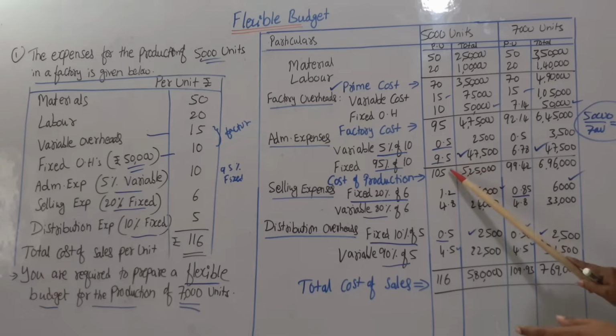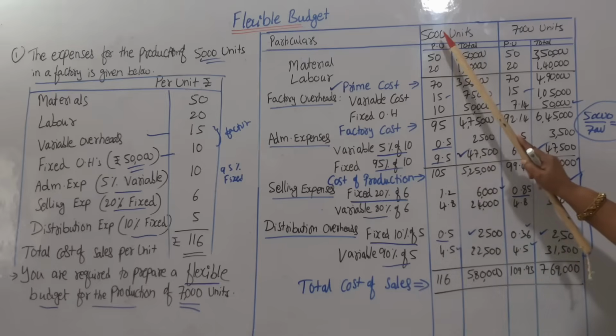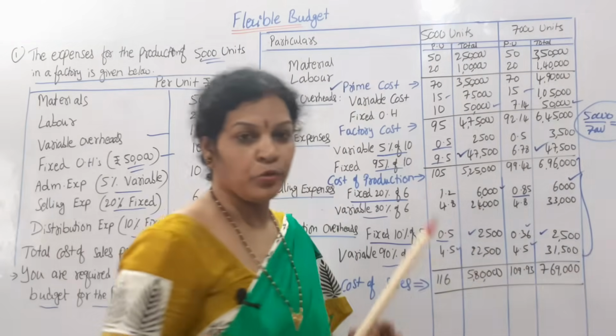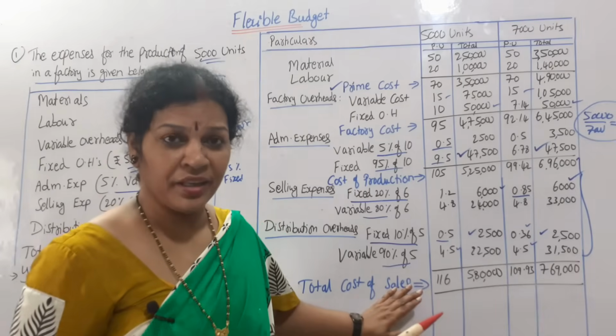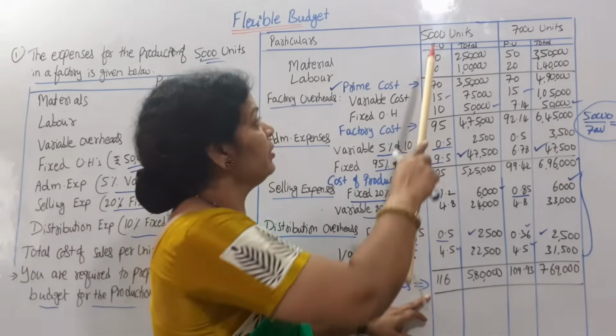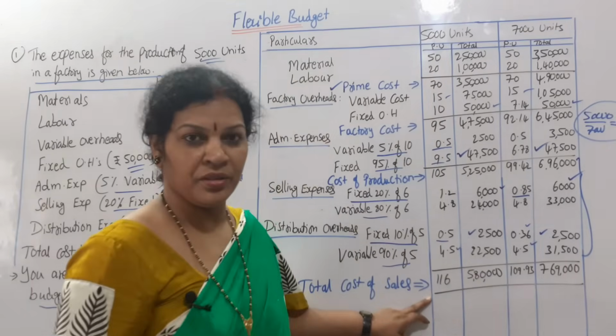And lastly, if you total up all these things, 105, 1.2, 4.8, all these things, you will get the total cost of sales. Total cost of sales per unit is 116. For 116, when 5,000 units are there, the cost is 5,80,000. At the end, these are the calculations we got. When we have 5,000 units, the cost is 5,80,000.